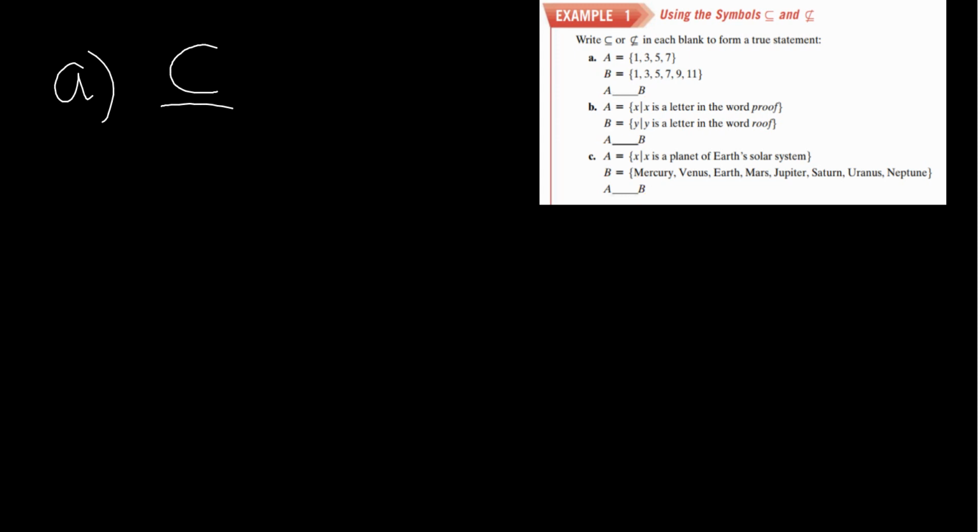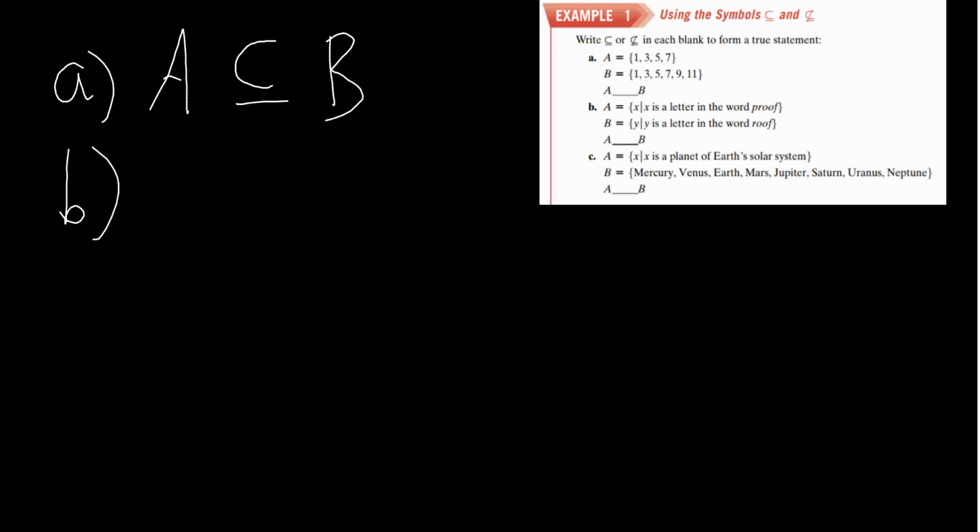I'll just go ahead and write the context there. A is a subset of set B. Okay. Now B, we have A is the set X, where X is a letter in the word proof. So the set A is P-R-O-O-F. Set B is Y, such that Y is a letter in the word roof, R-O-O-F.